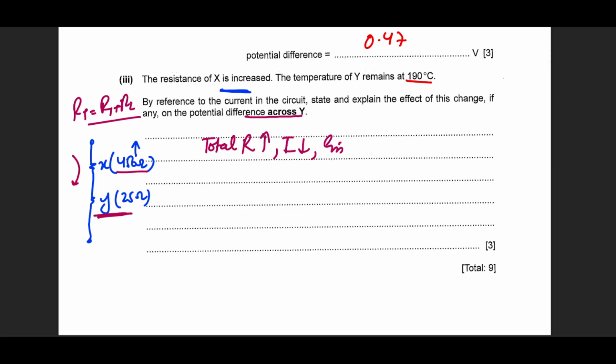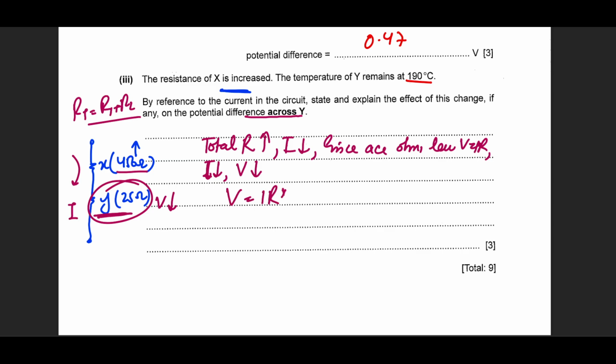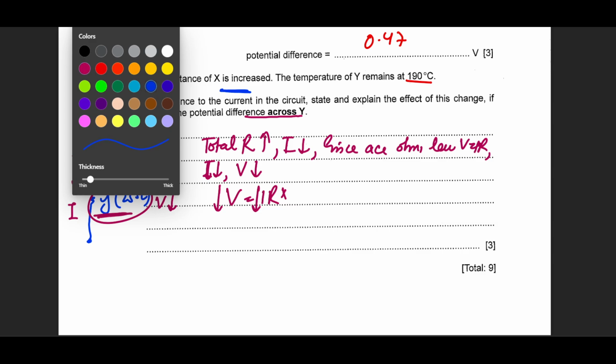Now, according to Ohm's law, V equals IR, when the current decreases, voltage also decreases. So for Y, the voltage will be less as compared to before. Why? Because the current value, or the I, is decreasing. So mathematically speaking, R was not changing, I was decreasing, so the voltage will also decrease. So this is what he was expecting from you. You can write this down in a statement form.